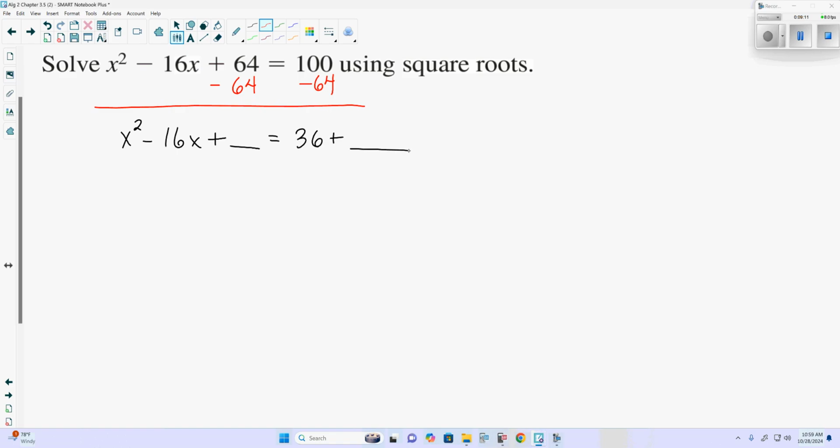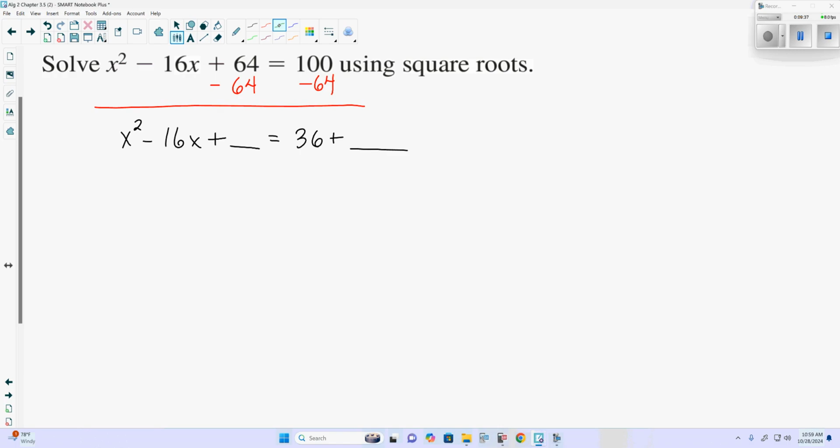So we subtract 64 from both sides, which on the left-hand side leaves us with our x squared, our 16x plus blank, equals, well, 100 minus 64 is 36, plus blank. We're leaving the spots to add back in the value of c. Questions on this so far?